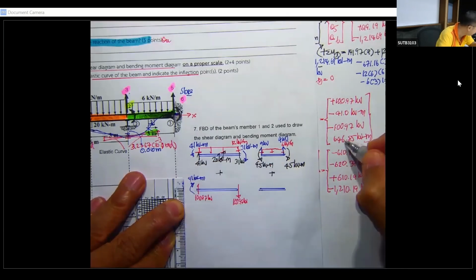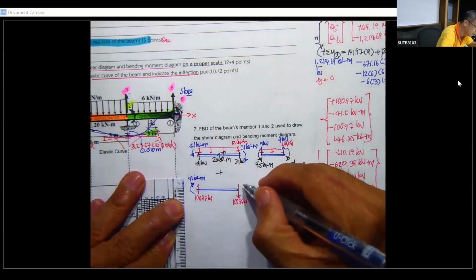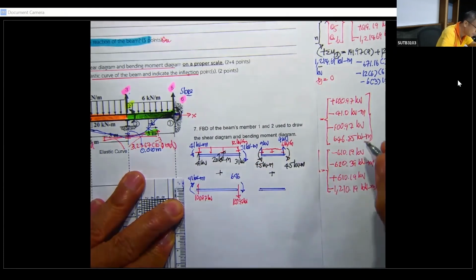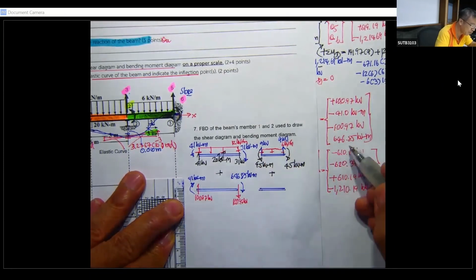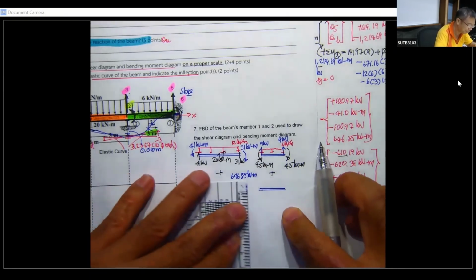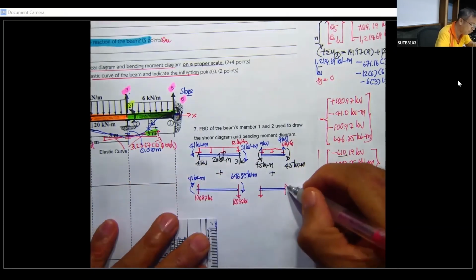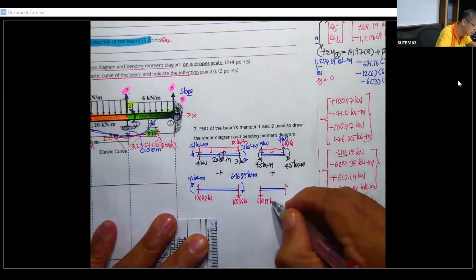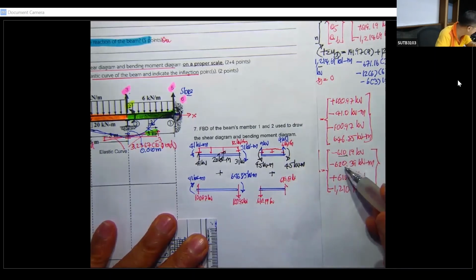And then 646. This is going to be a very large one. 646.85. Let me put this one. 646.85 kilonewton meter. Okay, and then we come to this one, negative. So this one is taking a downward and this one is taking an upward. 610.19 kilonewton. 610.19 kilonewton.